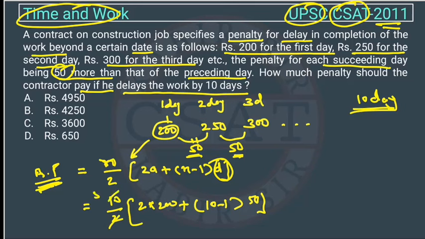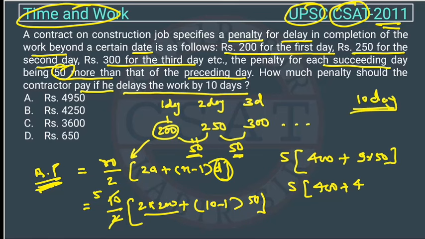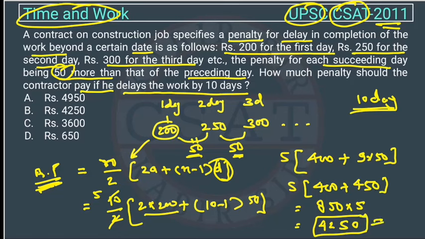So 2 5s are 10, so this will be 5. This will be 400, plus 9 into 50, which is 450. So this will become 850 into 5. You have to multiply it. 5 5s are 25, 5 8s are 40 plus 2, so 4250. So this is our answer. This will be the total penalty for 10 days. So the answer is option B.